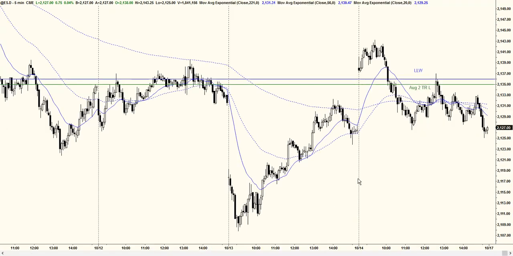So real quick for the mini, we opened, we tried to break above this high over here, which looks like that's Wednesday's high.